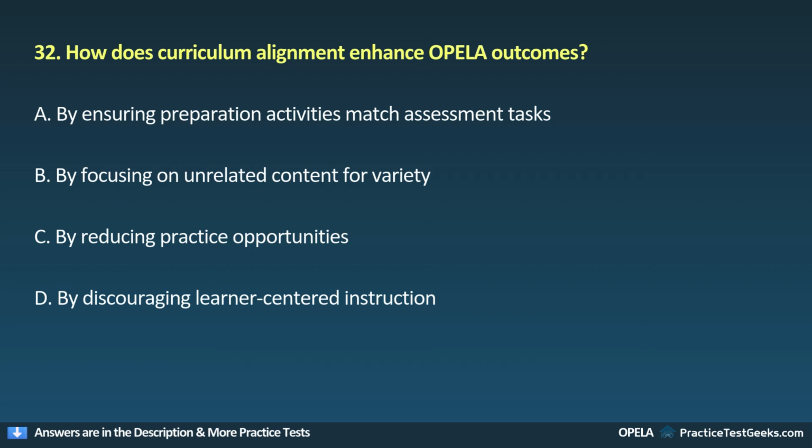32. How does curriculum alignment enhance OPELA outcomes? A. By ensuring preparation activities match assessment tasks. B. By focusing on unrelated content for variety. C. By reducing practice opportunities. D. By discouraging learner-centered instruction.